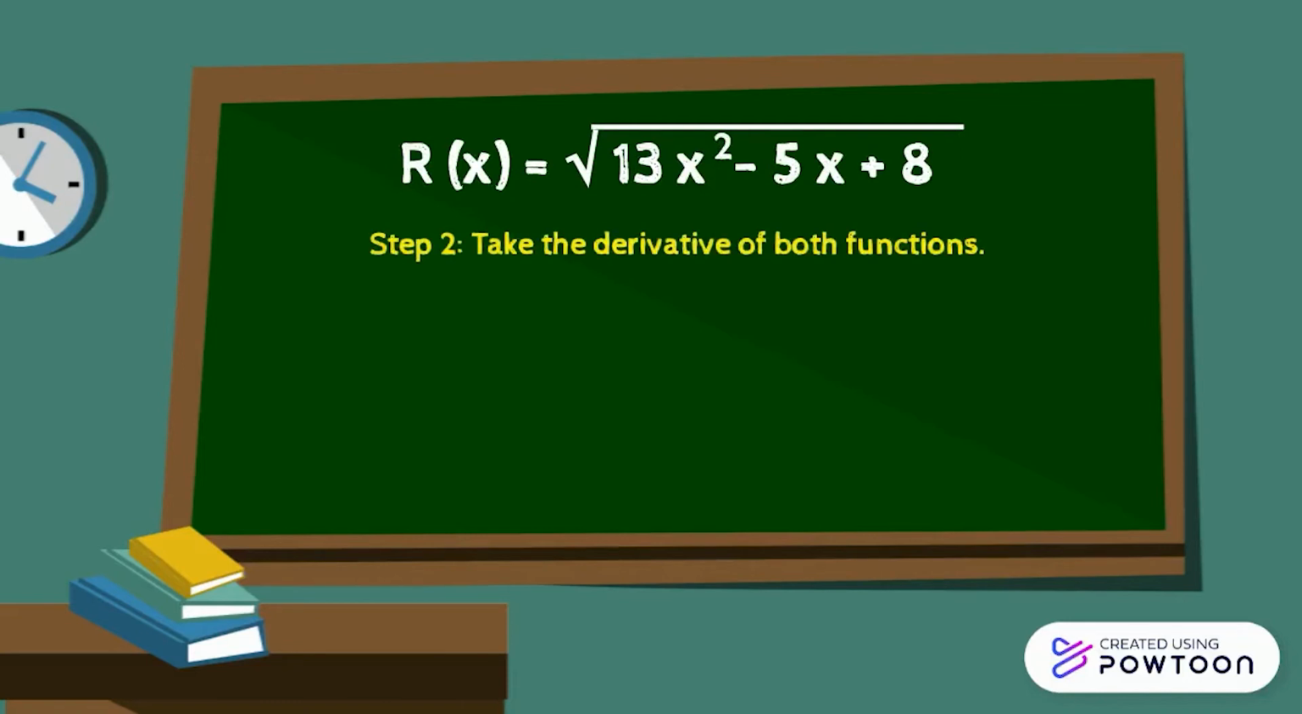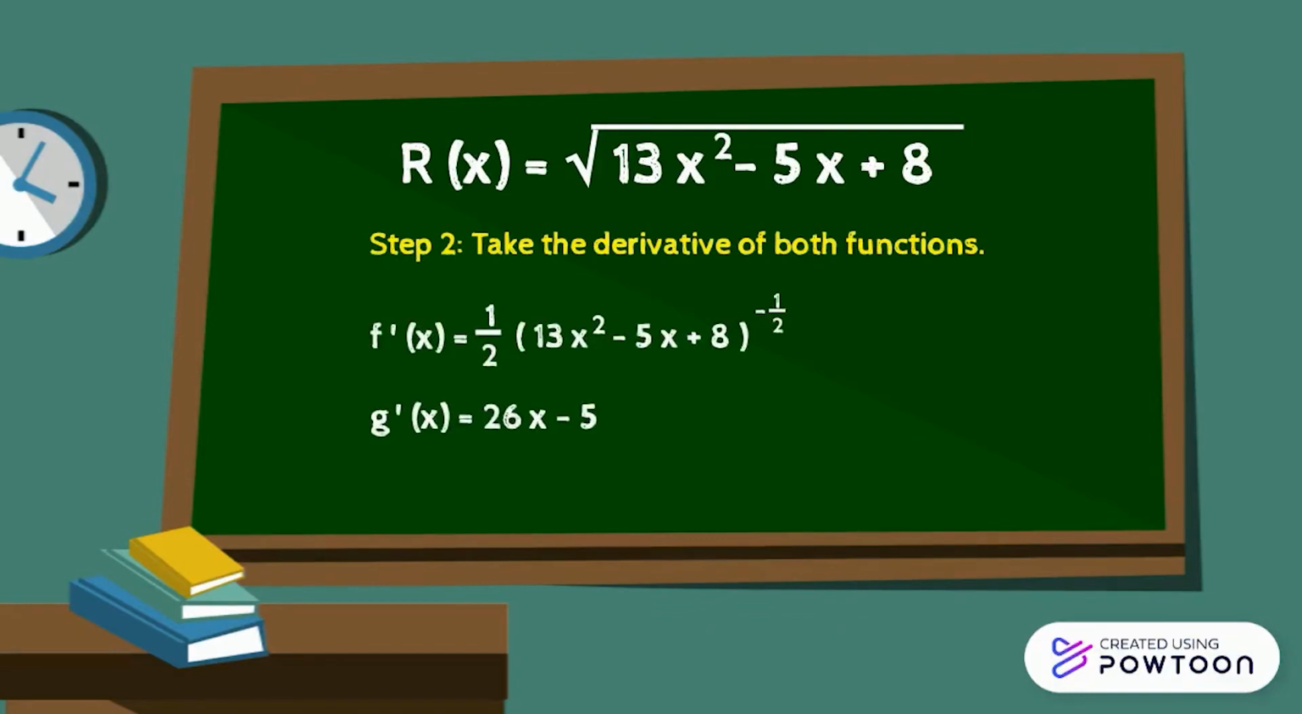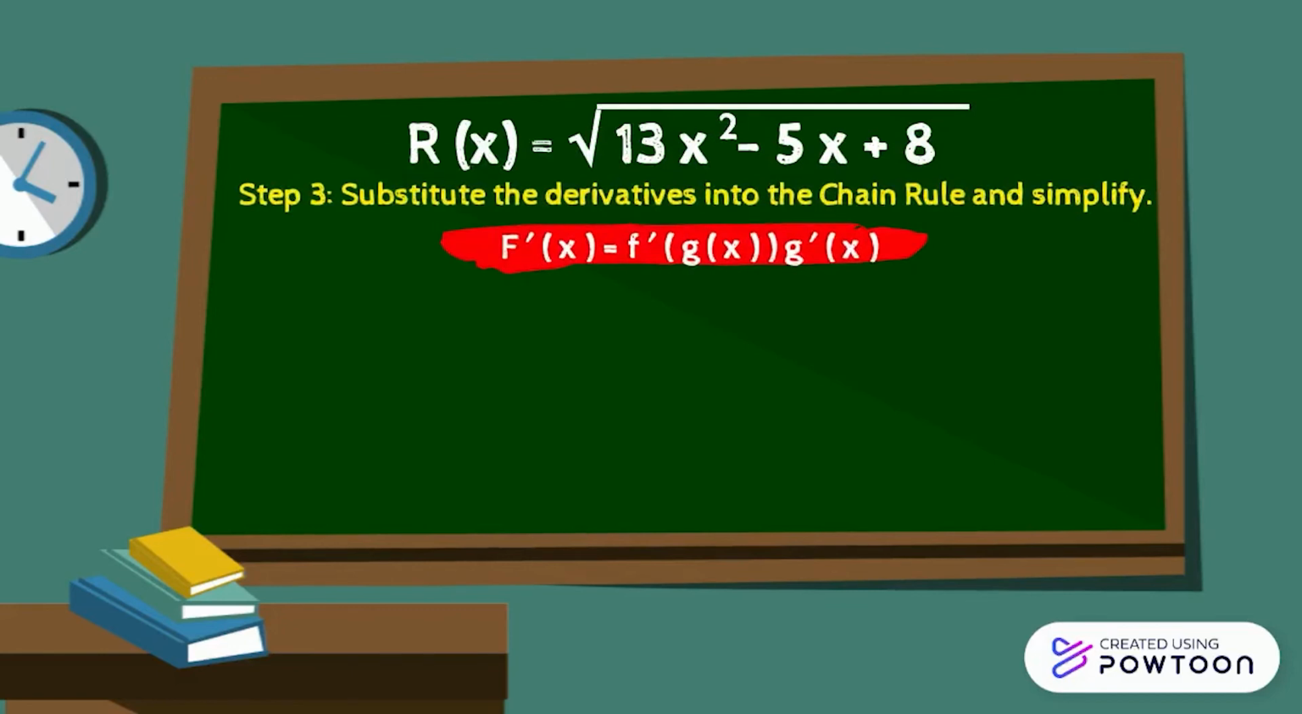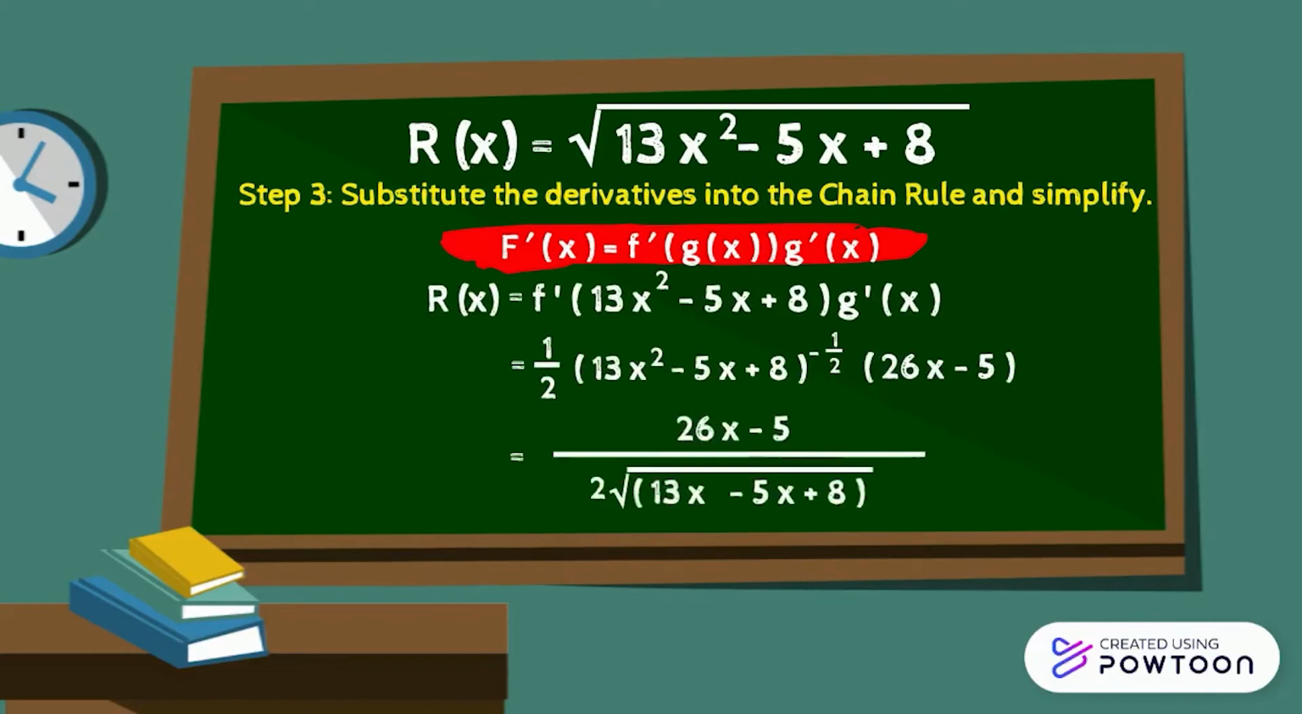Then, for step 2, take the derivative of both functions. f prime x equal to 1 over 2 times (13x squared minus 5x plus 8) to the power of negative 1 over 2, whereas g prime x equal to 26x minus 5. Last but not least, for step 3, substitute the derivatives into the chain rule and simplify. By doing the calculation and simplification, we will get the final answer.